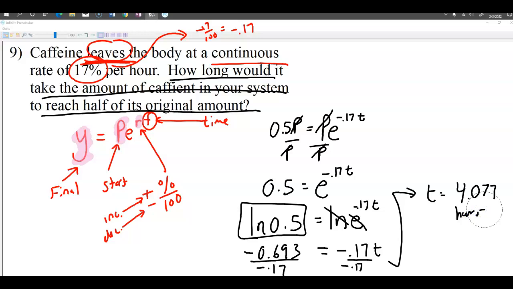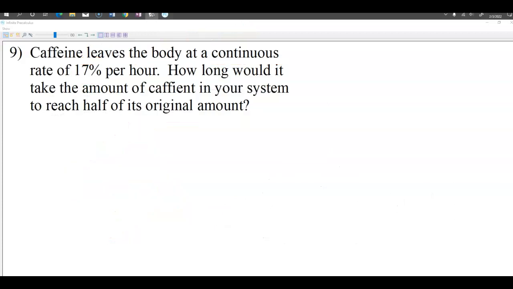So a couple of new things here: we're using the continuous growth formula. Another thing is they didn't tell me my starting amount, but they did tell me that my final amount is half the starting amount, so we did this little trick here with the P's. From there, we just solved it like normal, but we did end up with an ln this time, which is what's going to happen anytime you have a continuous growth problem.